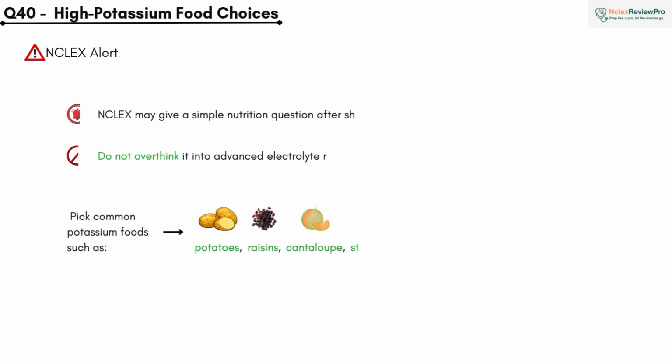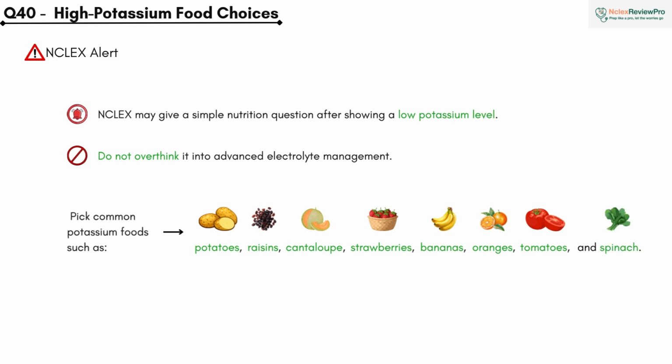Now here is the NCLEX alert. NCLEX may give a simple nutrition question after showing a low potassium level. Do not overthink it into advanced electrolyte management. Pick common potassium foods such as potatoes, raisins, cantaloupe, strawberries, bananas, oranges, tomatoes, and spinach.